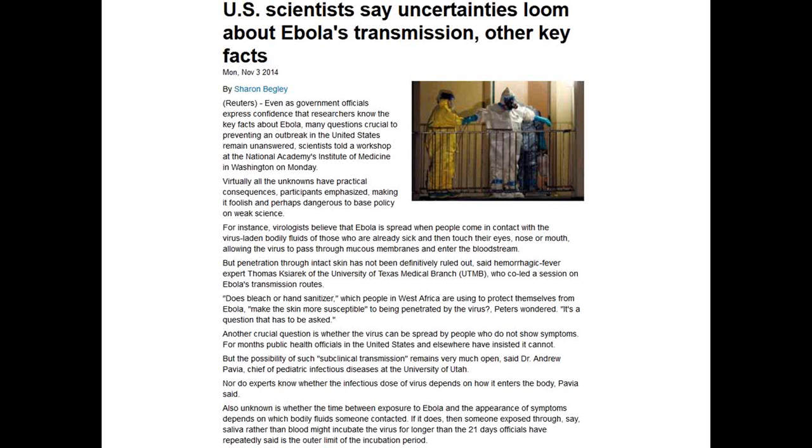Let me just say at the end, this meeting that I mentioned at the National Academy of Science Institute of Medicine really did highlight a number of uncertainties. The issue of airborne transmission: our group believes that it absolutely does occur or potentially can occur in the patient setting, not the community setting.